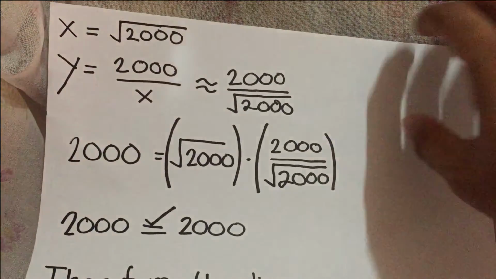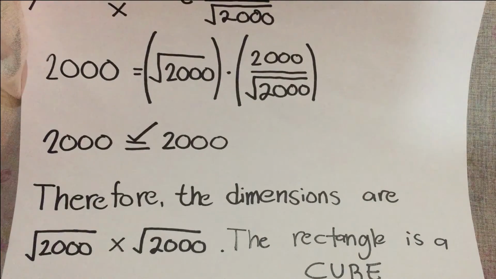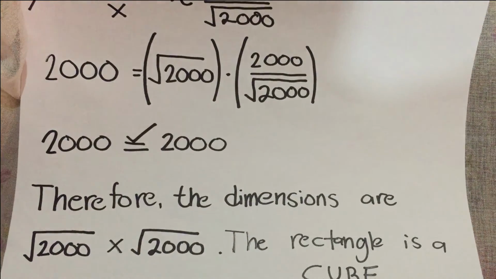So therefore the dimensions are the square root of 2000 by the square root of 2000 meters, and the rectangle is a square. So this is the final answer.